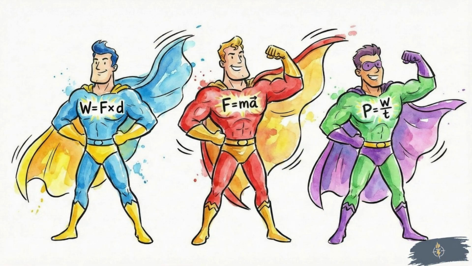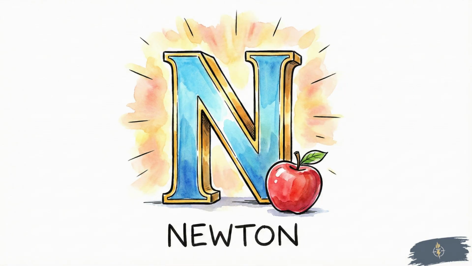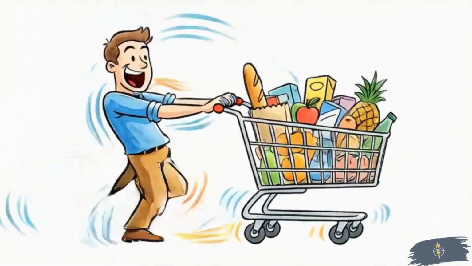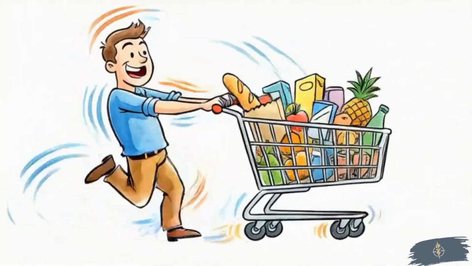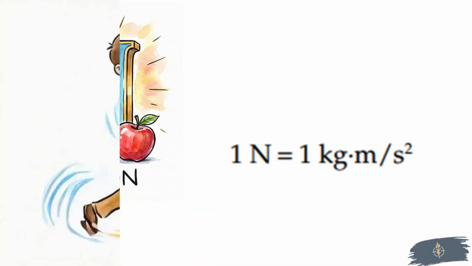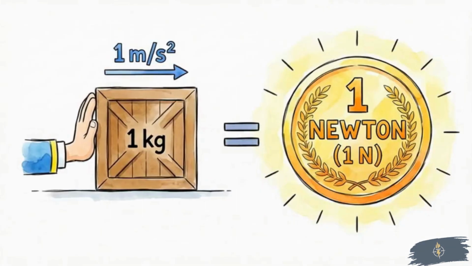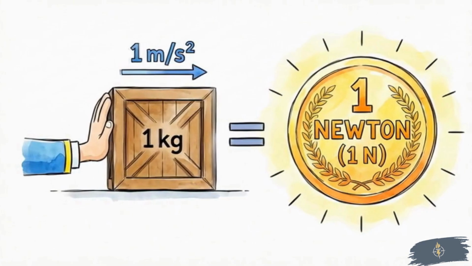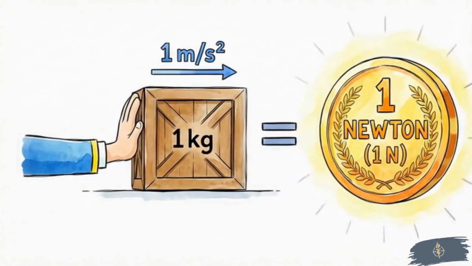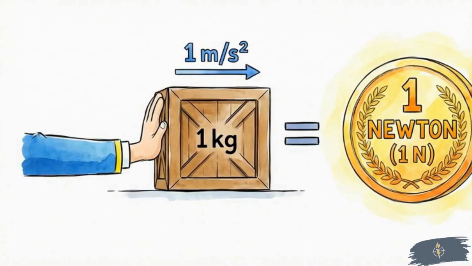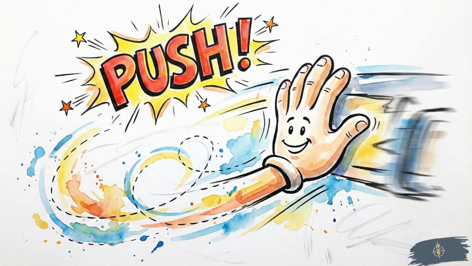And in energy engineering, three heroes dominate this language. First, the Newton. The Newton measures force. Imagine pushing a shopping cart. The effort your muscles apply to make it move, that's force. The definition is precise. 1 Newton equals 1 kilogram times meter per second squared. In simple terms, if you push a 1 kilogram object and give it an acceleration of 1 meter per second squared, you are applying exactly 1 Newton of force. That's the unit of push.